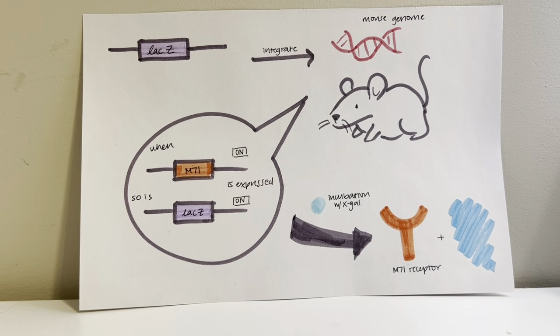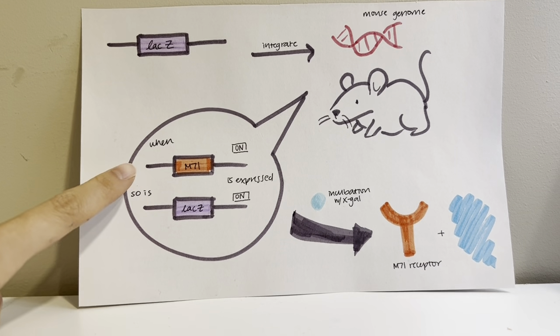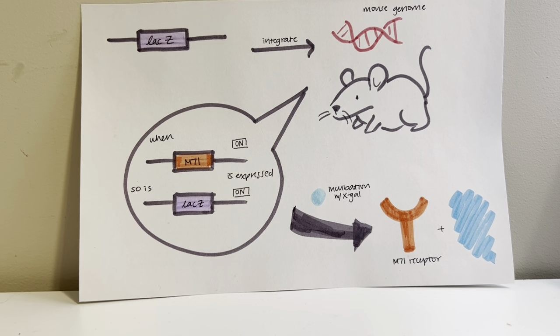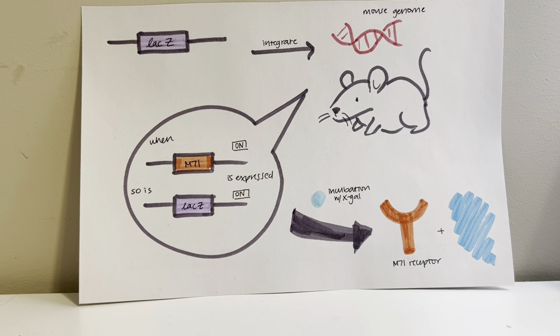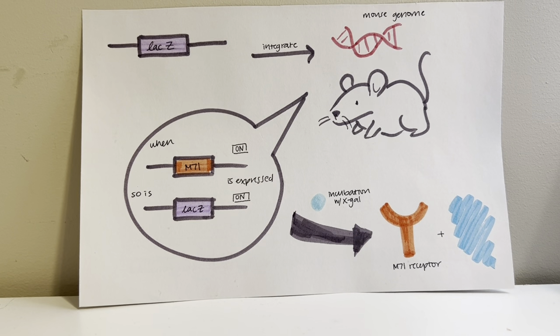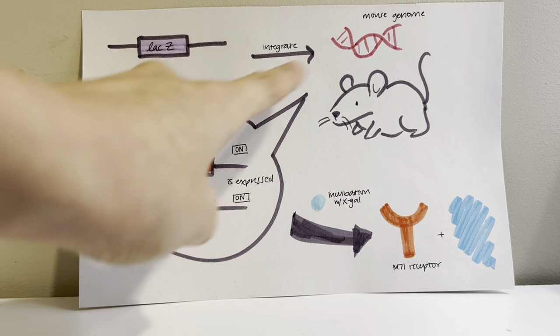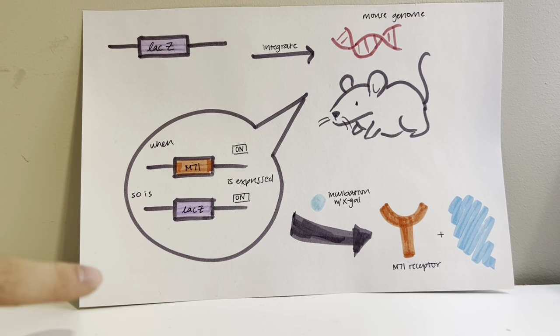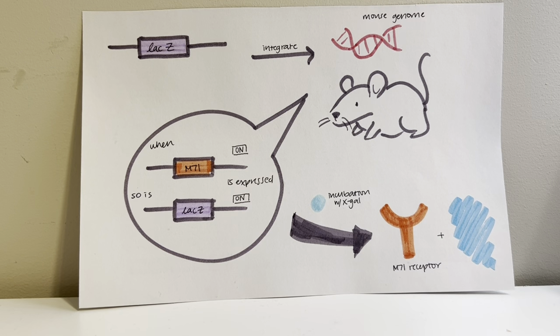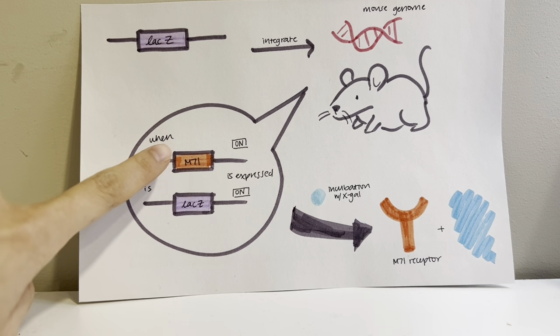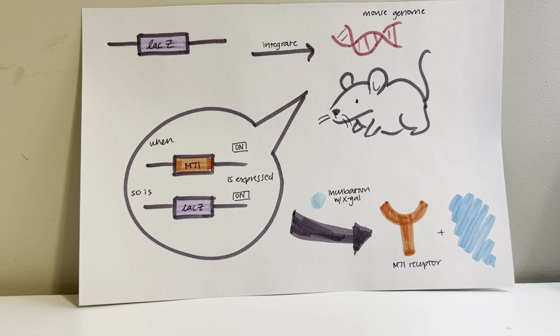Of course, the Lac Z gene is not specific to M71. You could apply this technique to any kind of gene that you want to be expressed or that you want to see visibly the expression of, and that would depend on how you integrate it into the mouse genome. But in this particular case, it was integrated such that the Lac Z gene would be expressed when M71 is expressed. And that is it.